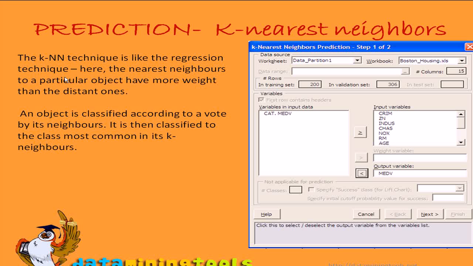Let us now look at using the k-nearest neighbors algorithm to create a prediction model. The k-nearest neighbor technique is like a regression technique. Here, the nearest neighbors to a particular object have more weight than the distant ones. An object is classified according to a vote by its neighbors. It is then classified to the class most common in its k neighbors. Let us see how to use this tool to create a prediction model.